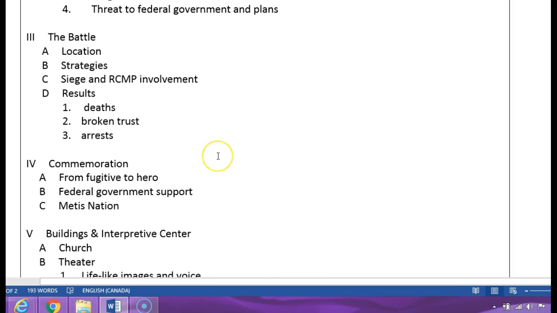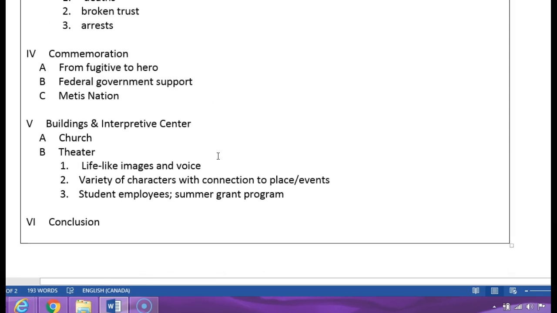My 4th division topic or big area from my content is the commemoration of this particular battle, this place, this town. Louis Riel, who goes from a fugitive to a hero, the support from the federal government and the Métis Nation today and what they're doing to commemorate that. So again, I'm not putting a bunch of supporting details and proofs down here. My content from my note cards will speak for that.